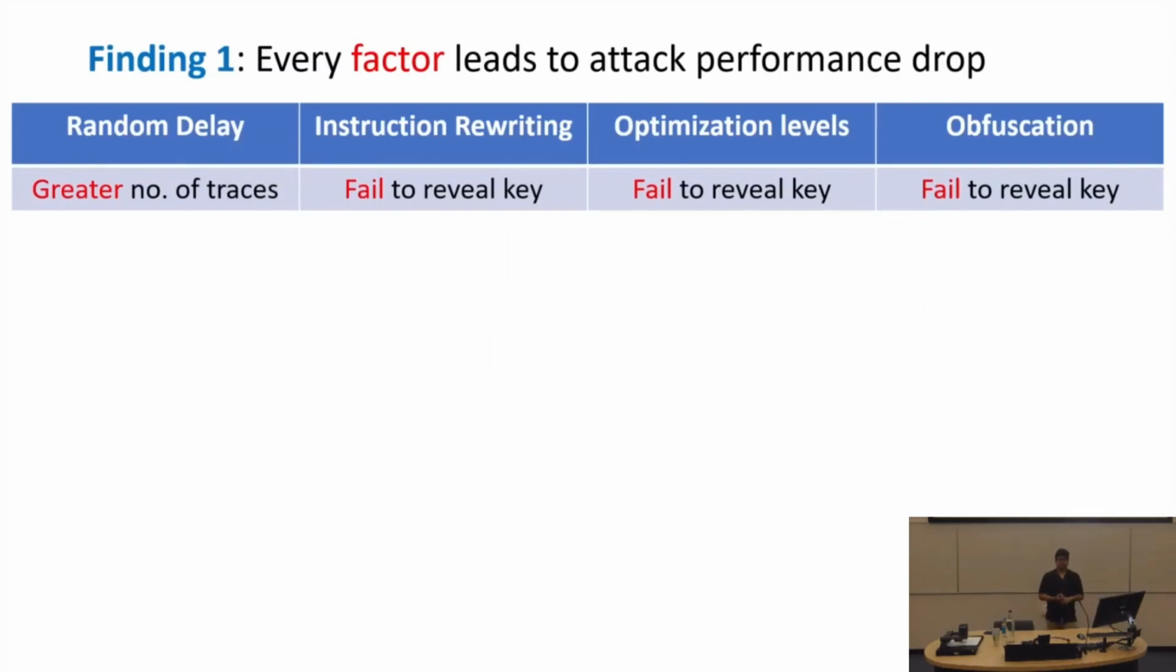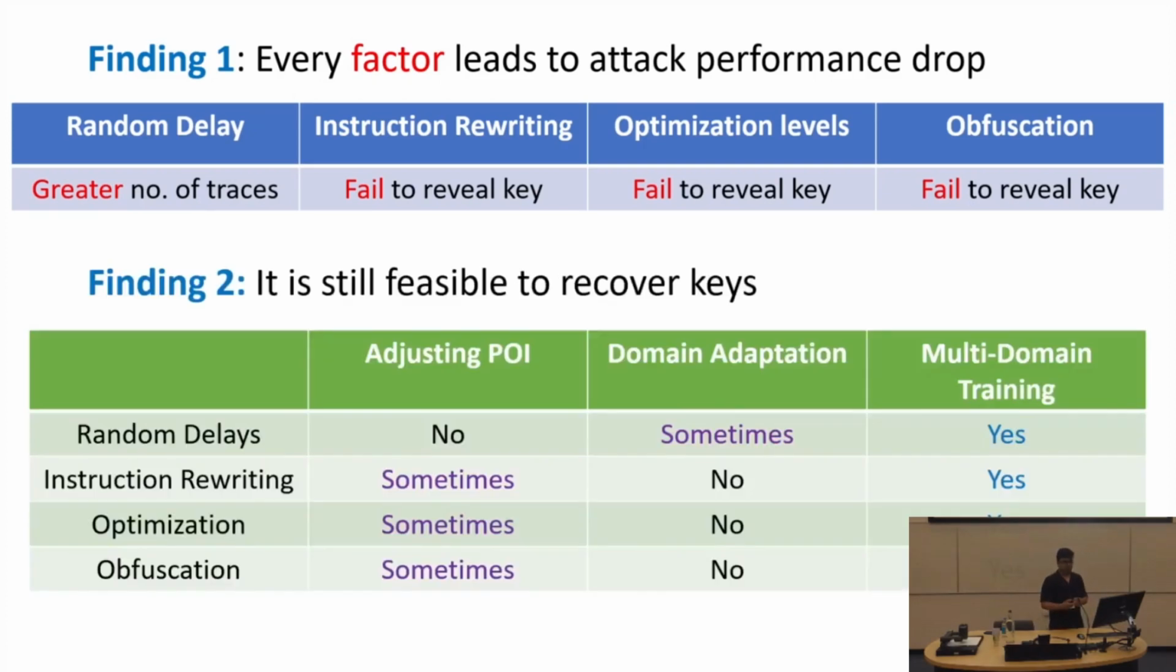Our first finding is that every factor of software discrepancy leads to an attack performance drop. As you can see here, apart from random delay, it actually fails to recover the key in all other software discrepancy cases. Our second finding is that it is still possible for us to recover the key by certain adjustments to the model. So as you can see in this table, there are some performance improvements by making small changes, which we will discuss further.